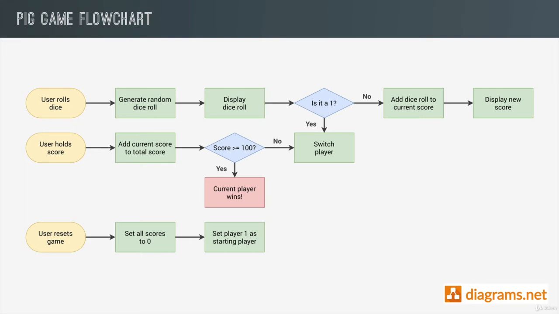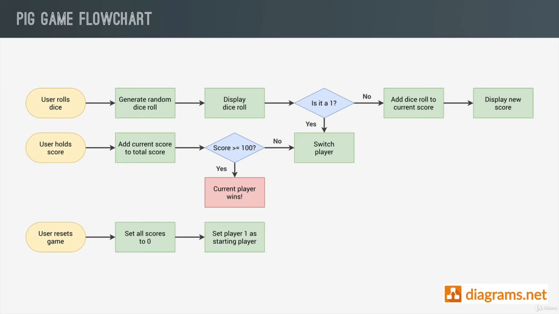And so in this case, the dice roll will not get added to the current score. Next, the other option is that the user wants to hold his score, and then we add the current score to the total score. Once that is done, we must check if the score is above or equal 100, because as I said, the player wins whenever the score is at least 100 points, right? And if it's not, then we just switch the player and the game keeps on running.